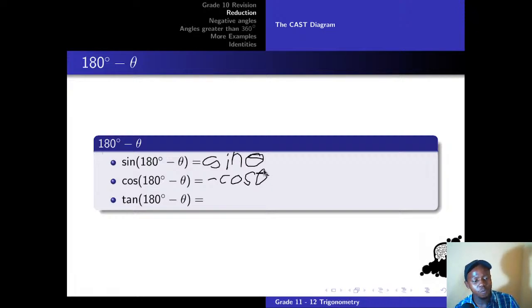Now, if we go to tan of 180 degrees minus theta, that's in the second quadrant, sine is the only trig ratio which is positive, therefore a tan of 180 degrees minus theta gives us a negative tan of theta.